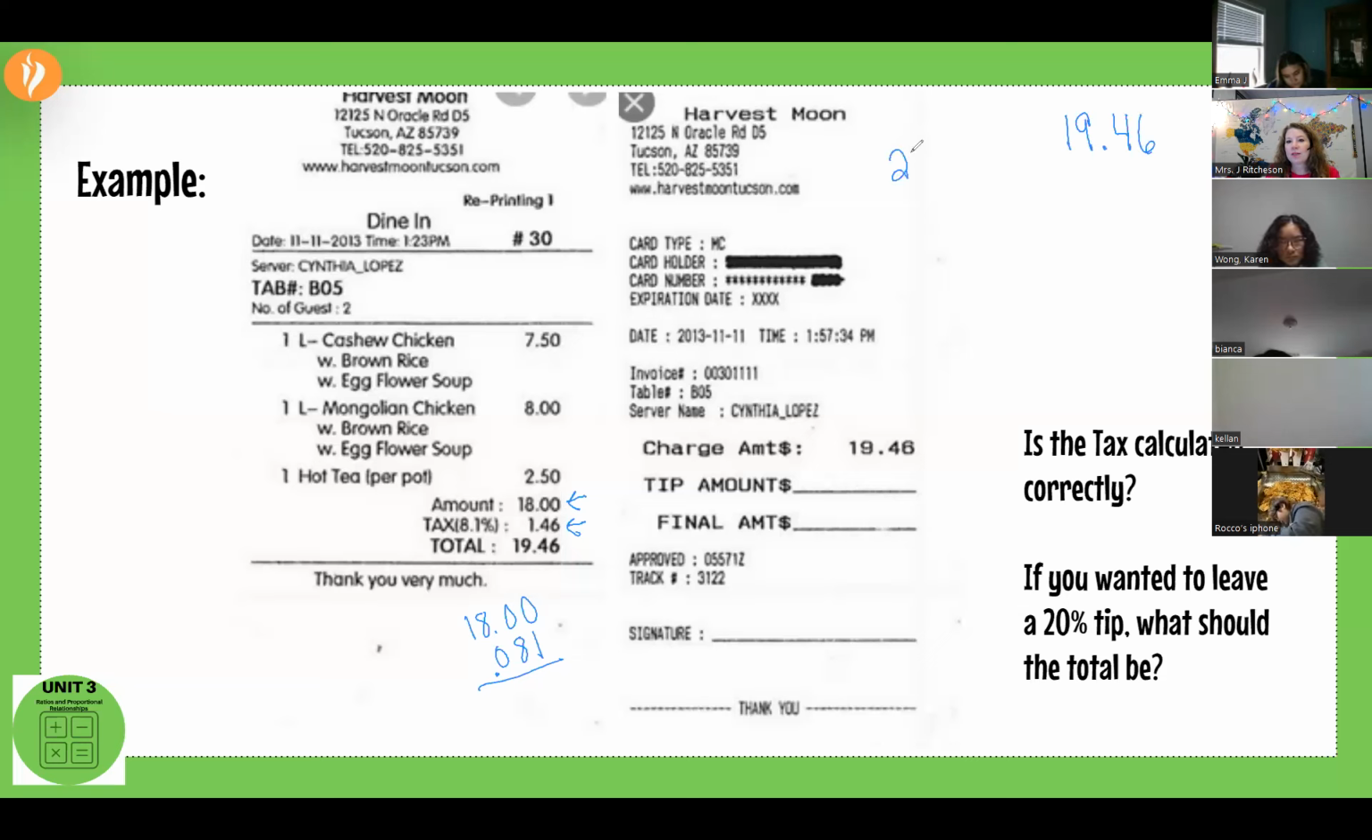So if I want to leave a 20% tip, in order to figure out how much tip I need, what am I going to do mathematically? What do I do right now? Somebody unmute and tell me. How do I find 20% of $19.46?